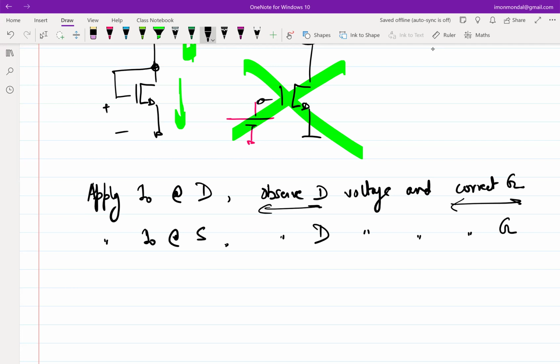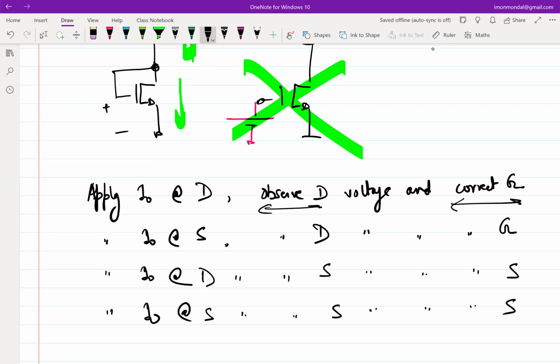This is one possibility. Similarly, I can apply current at the drain, observe the source voltage and correct the source voltage. That is another possibility. And what is the last possibility? Apply current at the source and observe which voltage? Source voltage, and correct the source voltage, right? So 4 possible combinations.